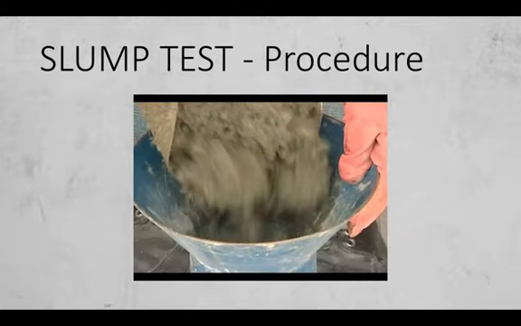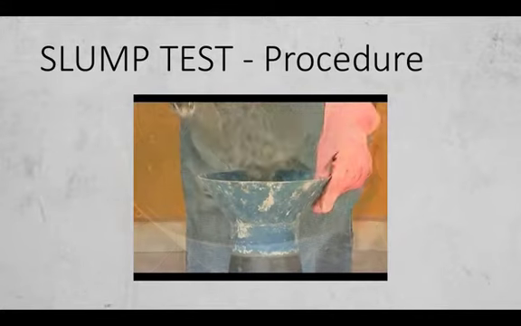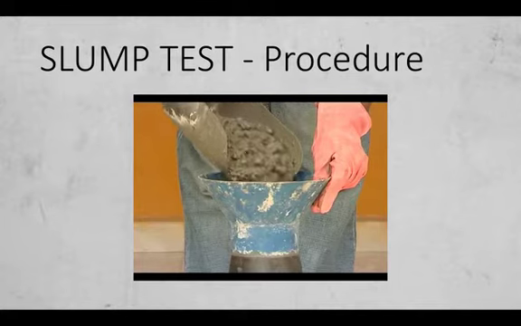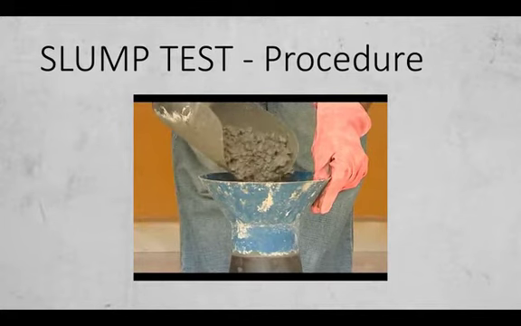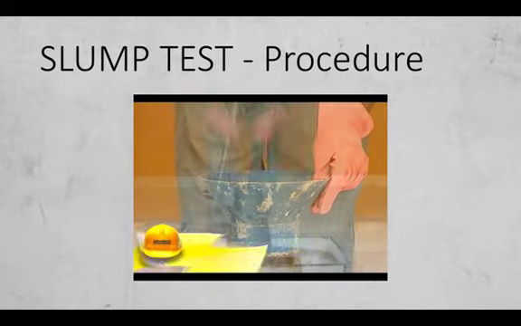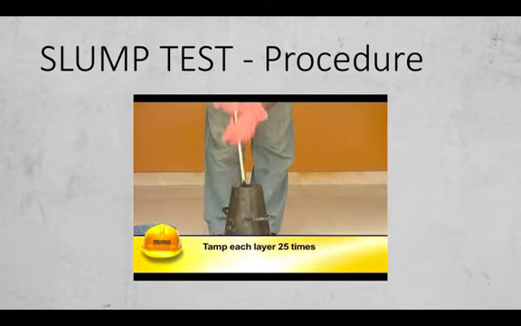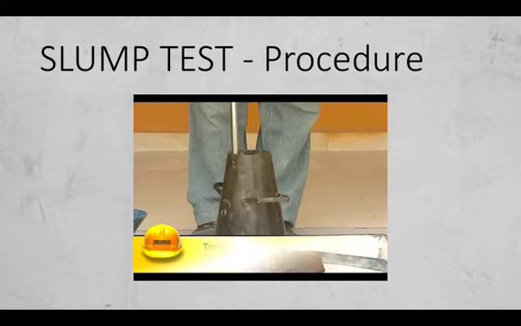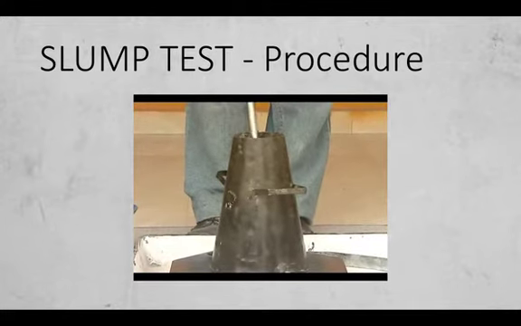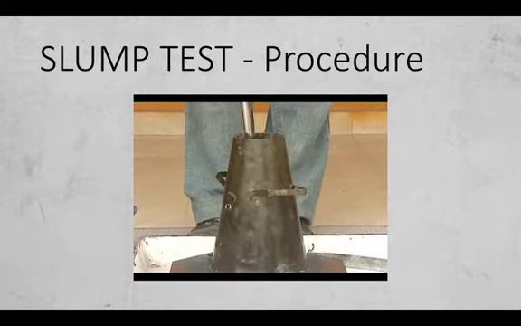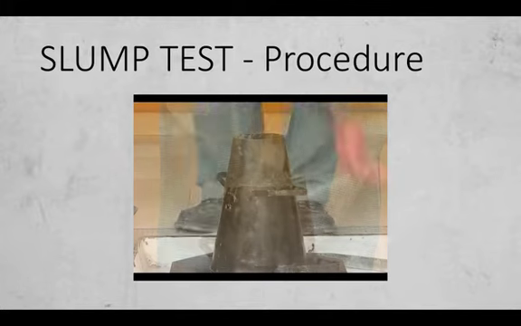It is then filled in 4 layers with the thickness of each layer being approximately 1/4 of the height of the mold. Each layer should be tamped 25 times evenly using the rounded end of the tamping rod such that strokes are uniformly distributed over the cross section.